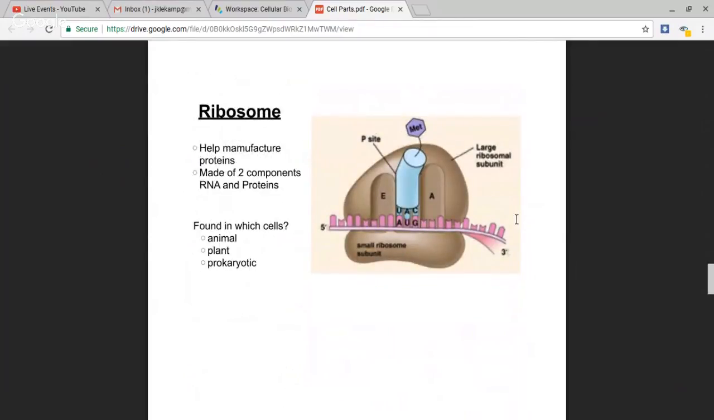Ribosomes are organelles that help manufacture proteins. They're made up of two components, RNA and proteins together.